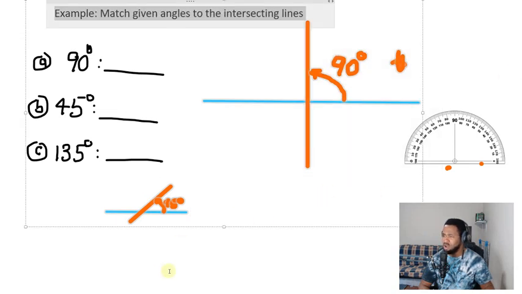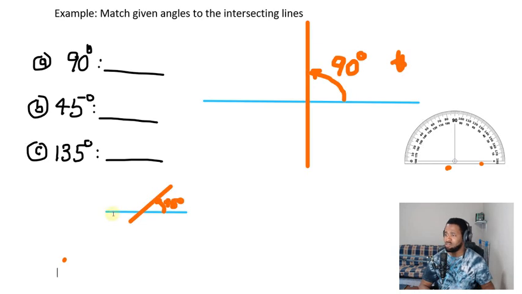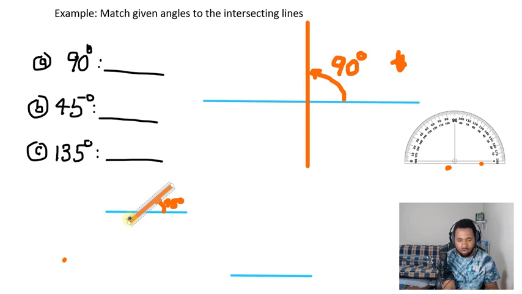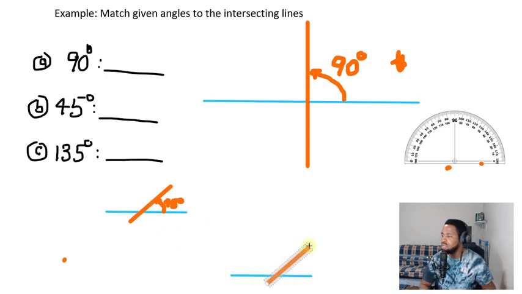Next one is, how about 135 degrees? And you're asking yourself, how do I get the measurements for a 135 degree angle? To do that, let's copy and paste this line, and this one as well, copy and paste, and we drag it over here. So we know that this is 45 degrees, and we know that this vertical line and a perfectly horizontal line is 90 degrees.